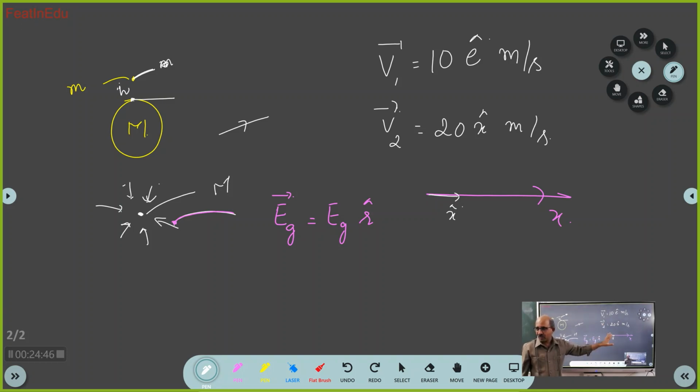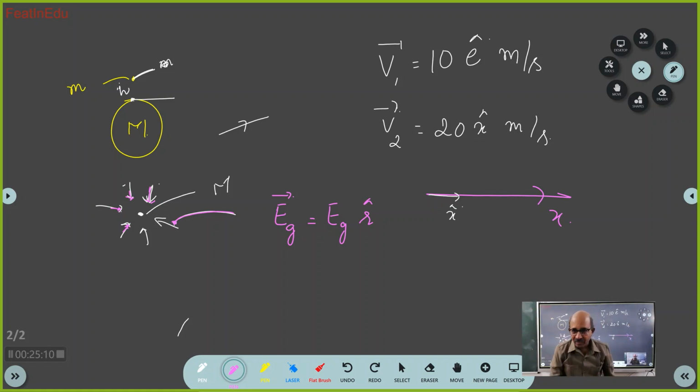So V bar is a vector. Here, what is Eg bar? Eg bar is Eg R cap. Now R cap I have to define. R cap is a unit vector. Understand now: R cap is the unit vector towards the center of Earth. It means it is along the radial direction, towards the Earth.